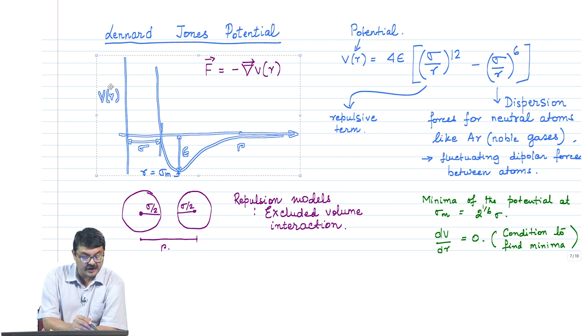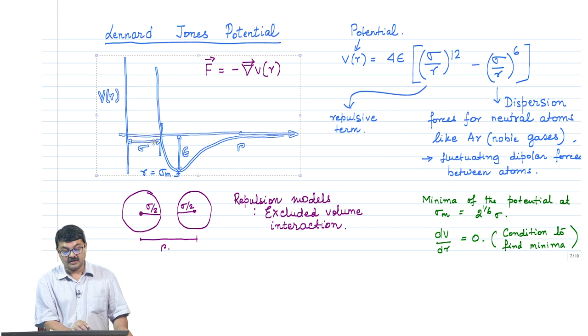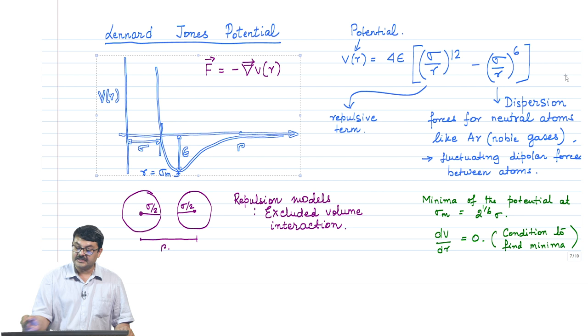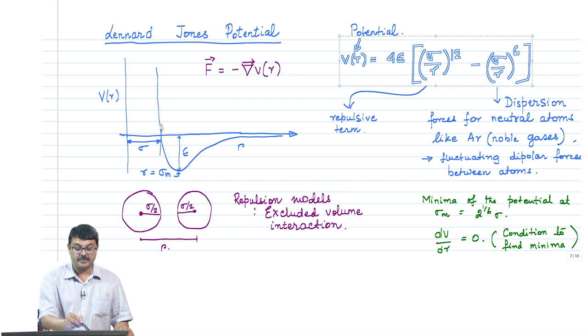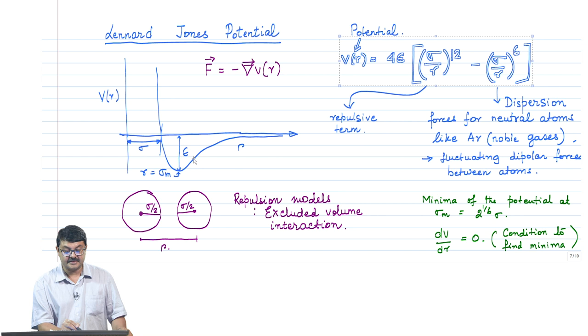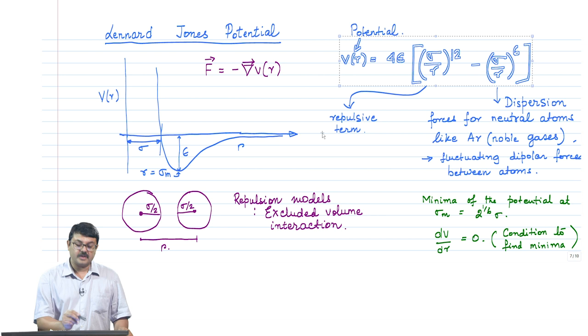Here I plotted V of r on the y axis and r on the x axis, and when you plot this function, it looks like a very sharply increasing potential for r less than or equal to sigma. It is very fast increasing, after that there is a potential minimum, there is some attractive potential, this is negative here, and then it gradually goes to 0 as r increases. So, what does this potential mean? What does it signify?